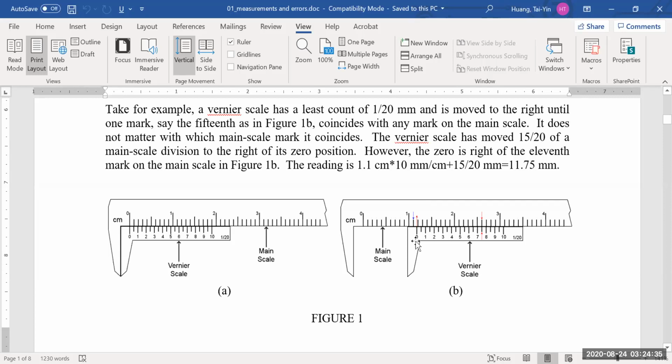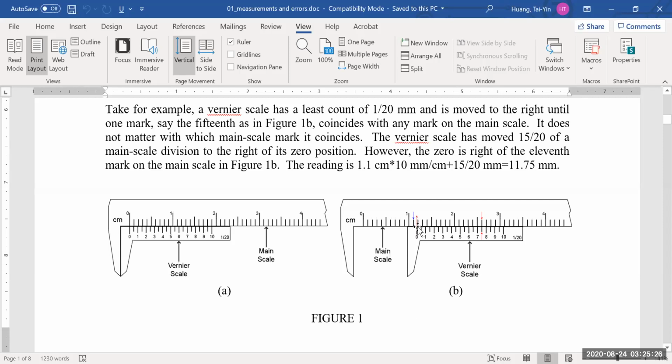So for example, the zero here on the vernier scale is to the right of the 11th mark on the main scale. Remember, this is in centimeters on the main scale. So this is 1 centimeter and this is 1.1 centimeters. We need to convert that to millimeters because on the vernier scale, the smallest is in millimeters. So the zero lies between 1.1 centimeters and 1.2 centimeters. After you convert it to millimeters, you use 1.1 centimeters multiplied by 10 to convert it to millimeters.